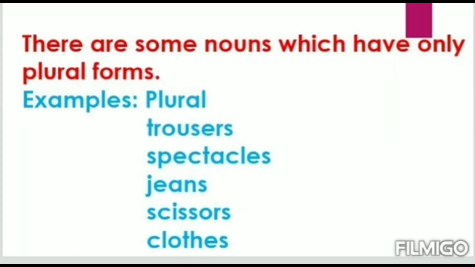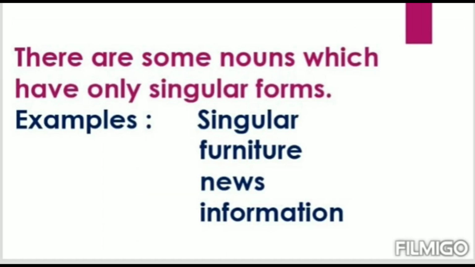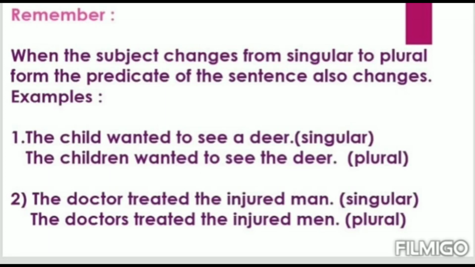There are some nouns which have only plural forms. Example: trousers, spectacles, jeans, scissors, clothes. There are some nouns which have only singular forms. Example: furniture, news, information. We must remember that when the subject changes from singular to plural form, the predicate of the sentence also changes. Let's see these examples.